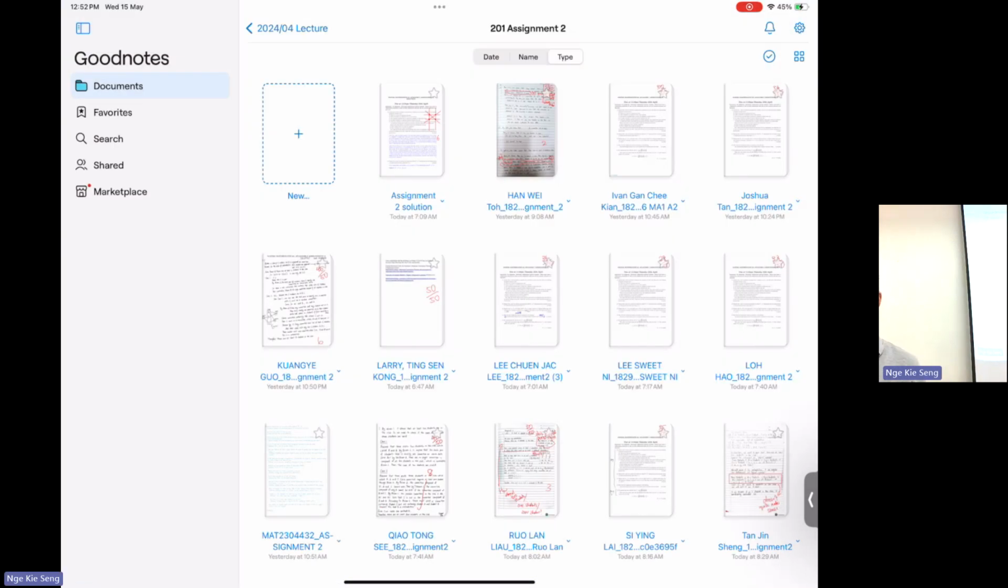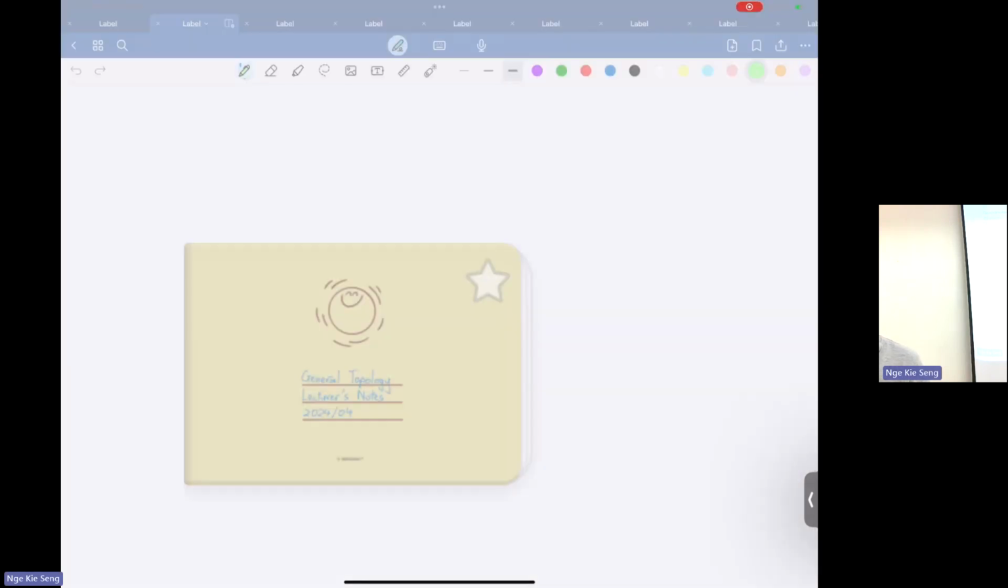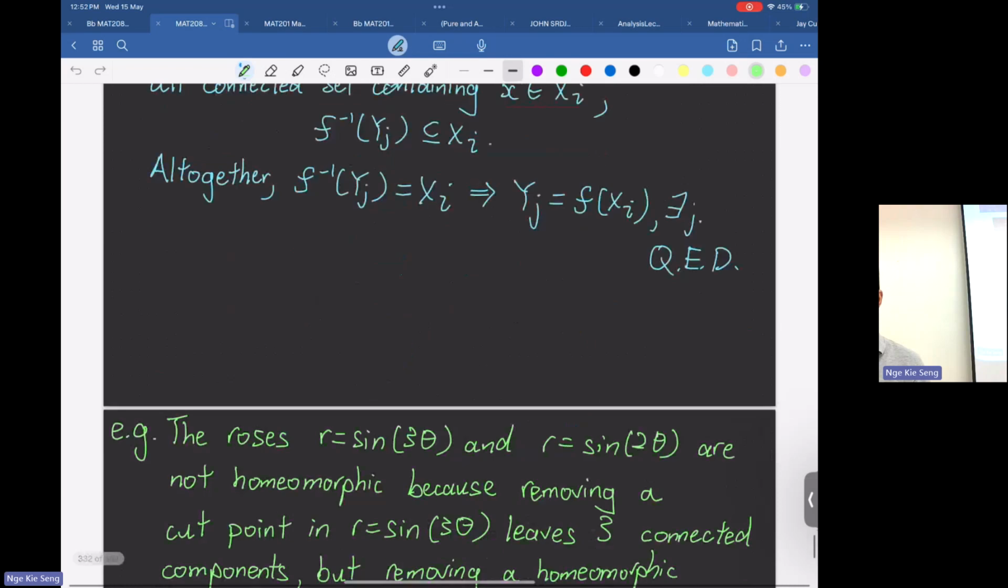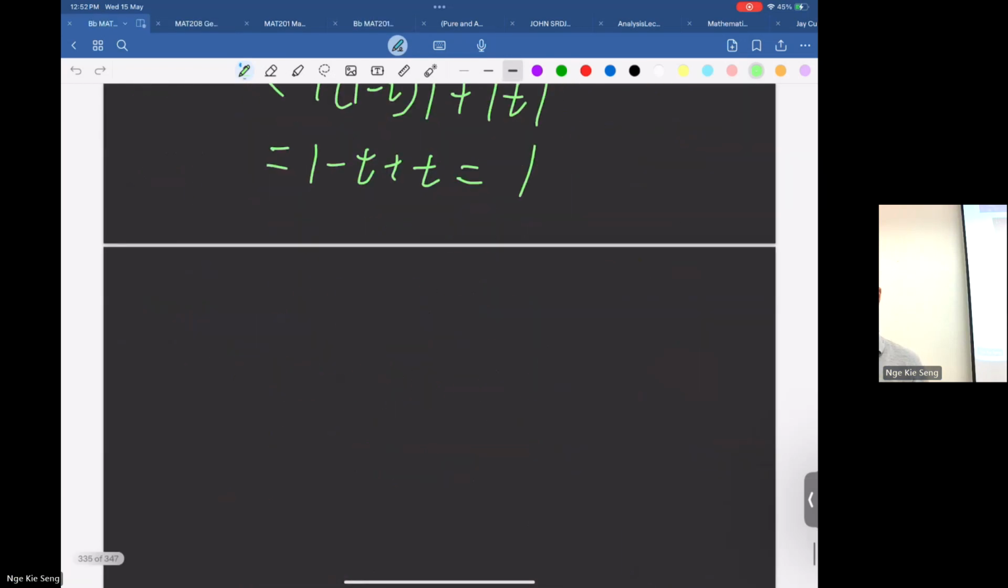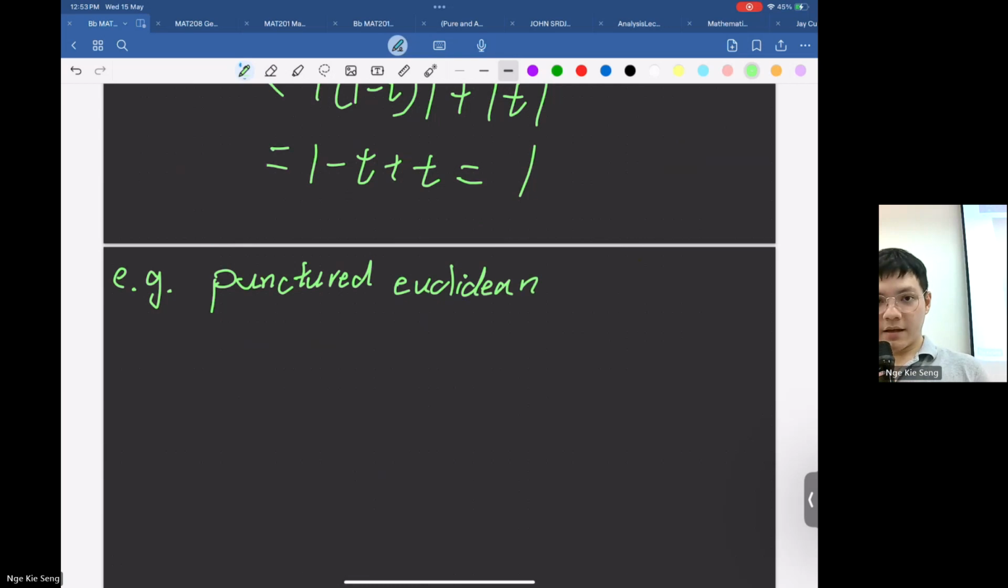So what else? Let me quickly finish up the examples. How about this one, I think this one is also quite interesting. How about a punctured Euclidean space? What does a punctured Euclidean space mean? You just take R^n and then you puncture it. Where do we want to puncture it? Any point is okay, but let's just say the origin.